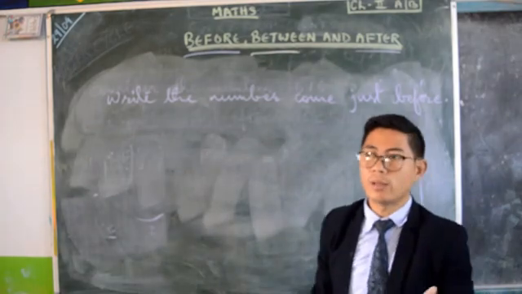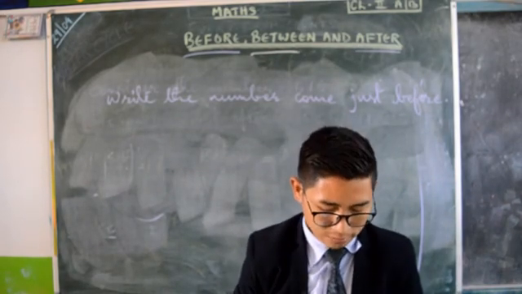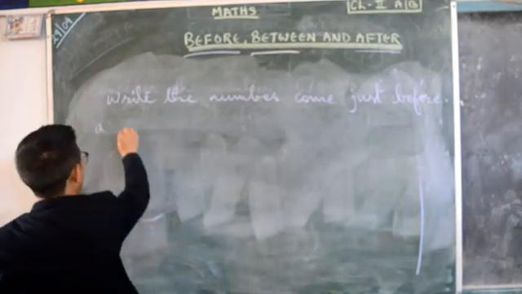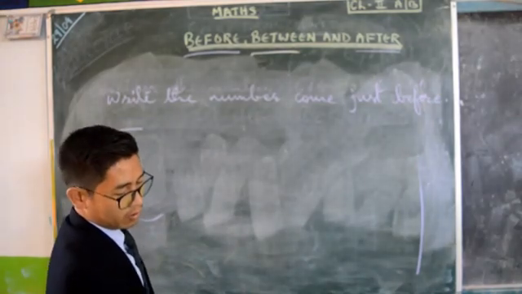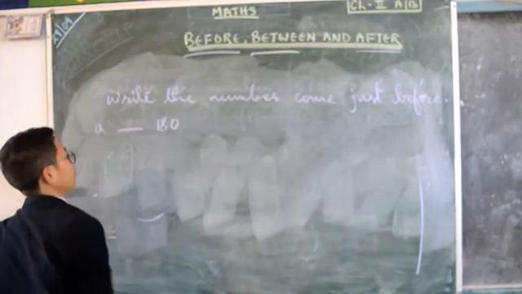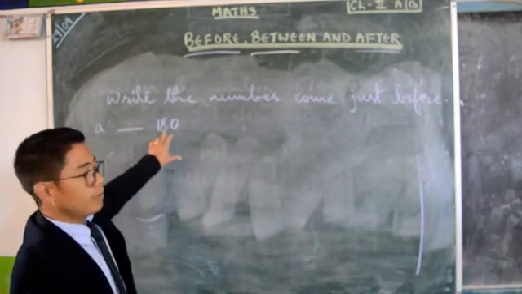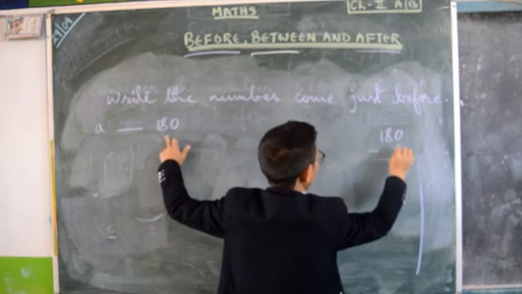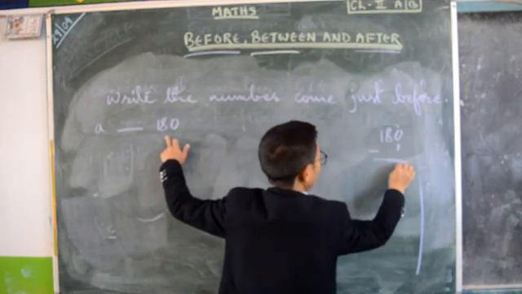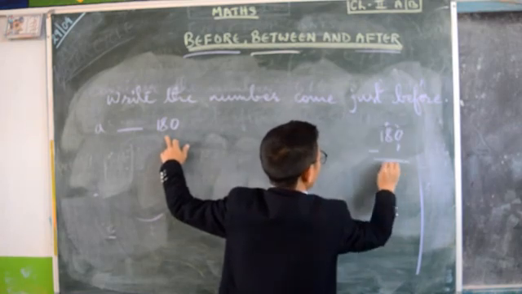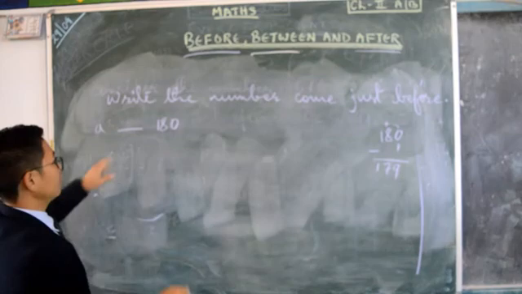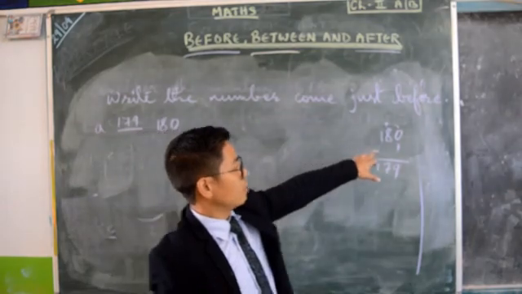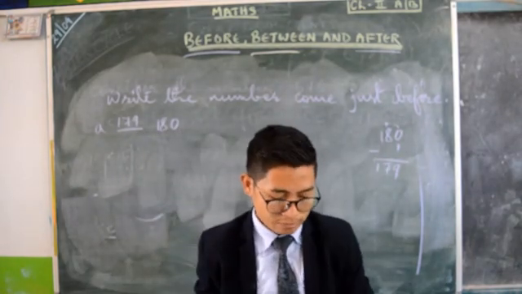So just before, we always subtract 1. Okay. The first number is 180. So how will you write the answer? We subtract 1. 180 minus 1. How much will it be? Borrow 10, minus 1, 9. It will remain 7 and then 1. So how much will it be? 179. Alright? We subtract 1 to get the before number.